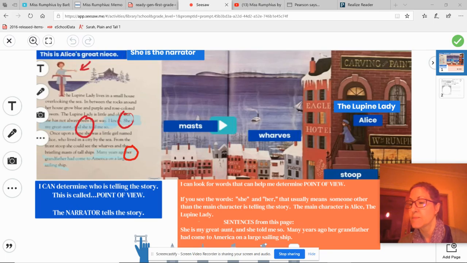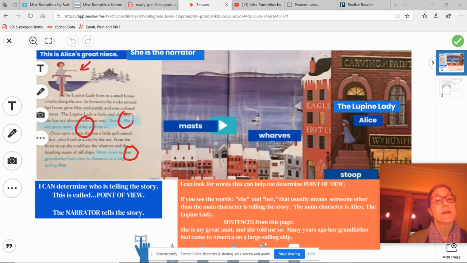Boys and girls, there are certain clue words that can help you figure out who is telling a story. Some of these words are I, me, she, or her. Those are just some. Can you help me try to find some of those clue words as I read this page aloud to you so that we can both figure out who is telling this story, Miss Rumphius?